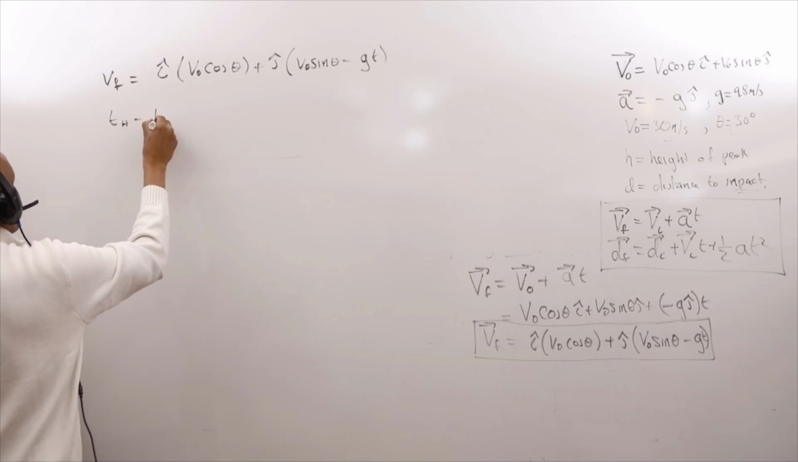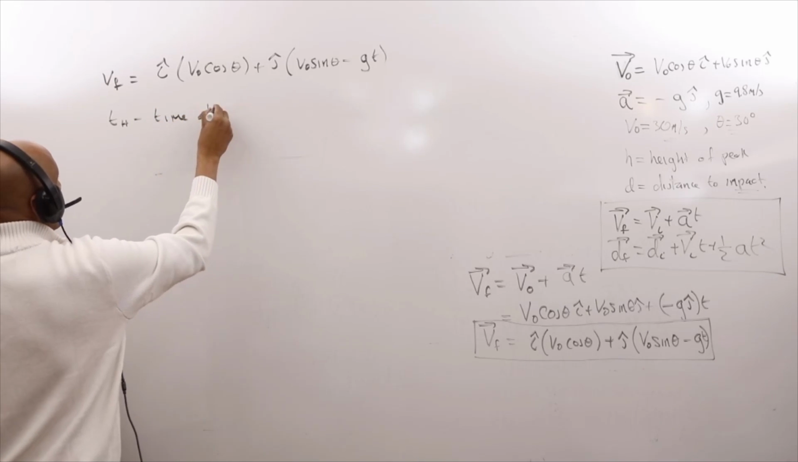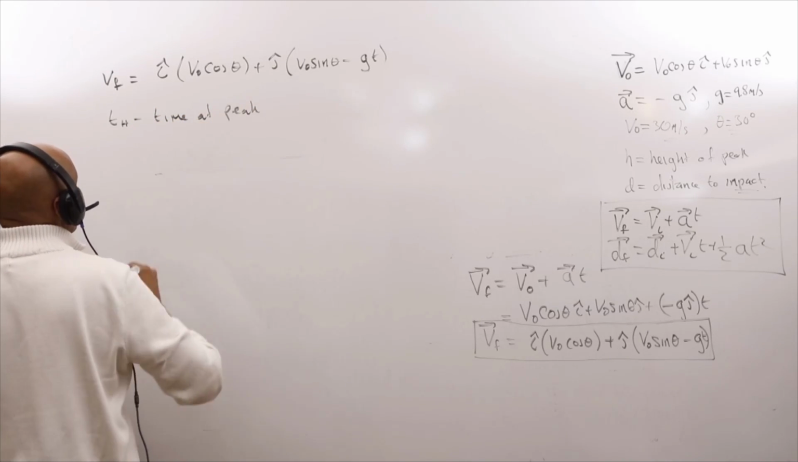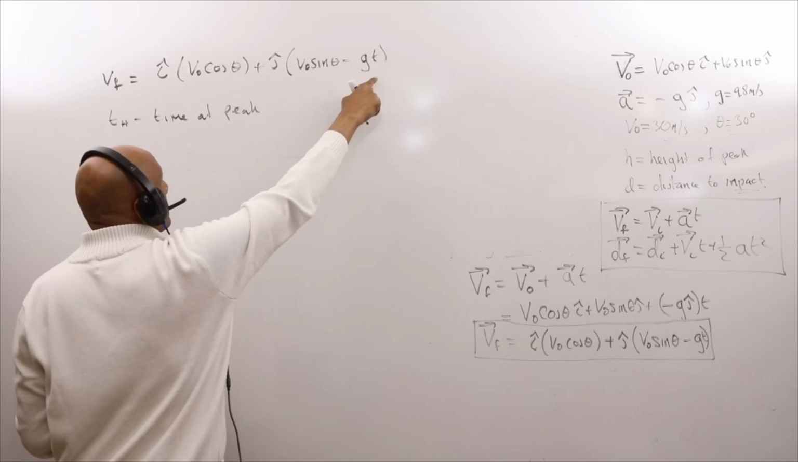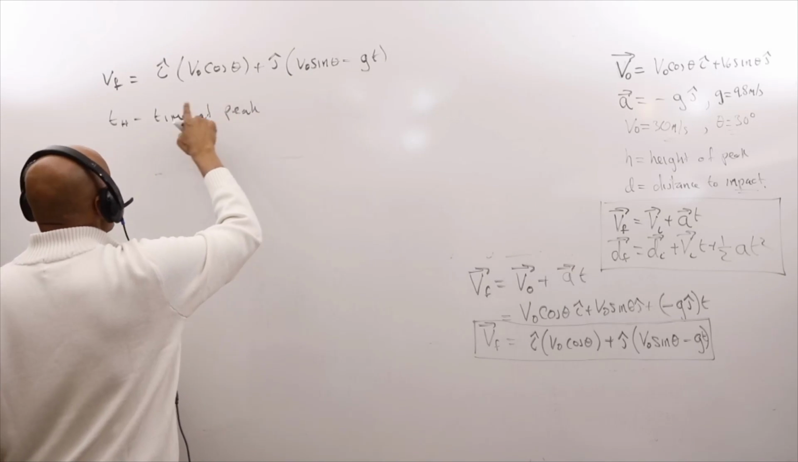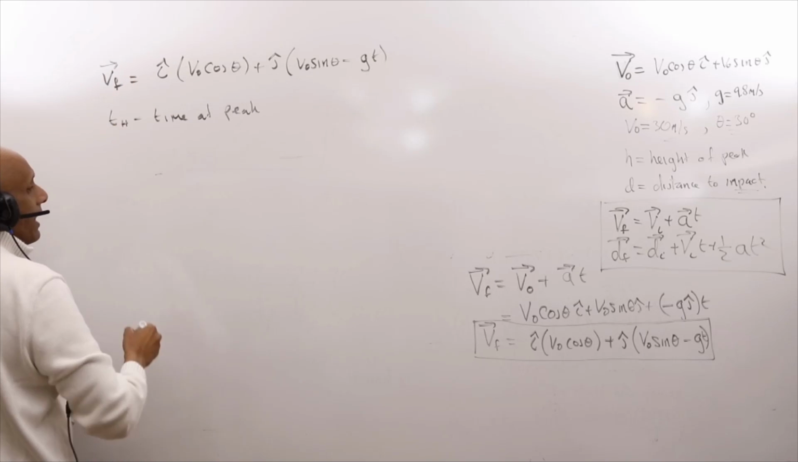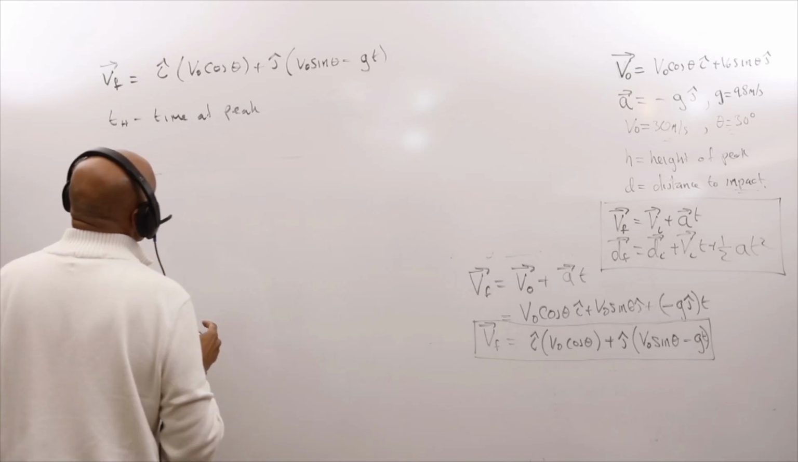TH is time at peak. Okay, this is the time at peak, and we know what that's supposed to be. That's supposed to make this 0. This component has to be 0 because this is the velocity vector. Oops, I forgot my arrows. So I forgot the arrows there.